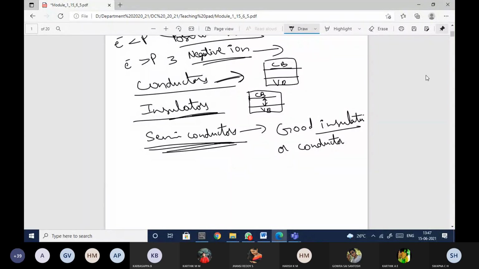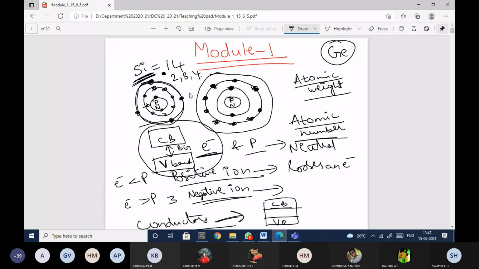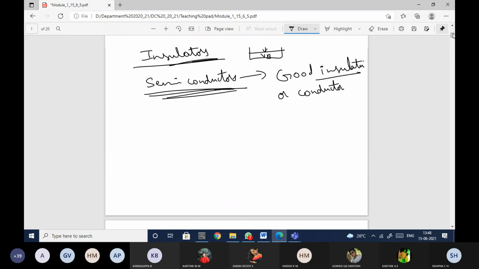Purest form, in the sense, if you see silicon, silicon is a semiconductor device. To fill its valence shell, it needs 4 more electrons. So this silicon will share its valence electrons with other similar silicon atoms. Here covalent bonds are forming. So silicon in its purest form is said to be a good insulator.